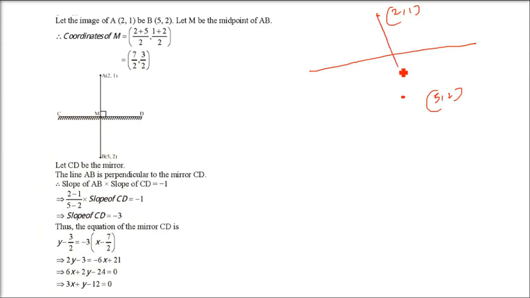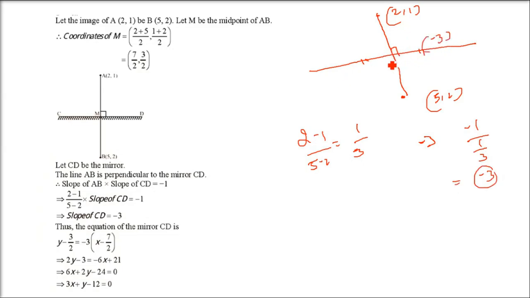When we join them, the mirror will be the perpendicular bisector. So we find the slope of the line AB, (2 minus 1) by (5 minus 2), and this is going to be 1 by 3. So for the slope of CD, take minus 1 and put 1 by 3 in the denominator. So you get minus 3. This line's slope is minus 3.